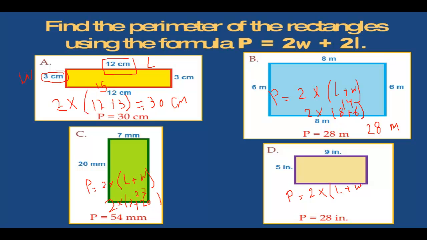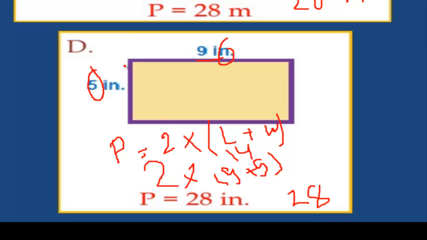Okay, so let's see this one. Length plus width. The length here is equal to 9, the width here is equal to 5. So 9 plus 5, multiplied by 2. 9 plus 5 is equal to 14, and multiplied by 2, 2 times 4 is 8, and 2 times 1 is 2. And you must remember the unit of the number. Here the unit is inches, so 28 inches. You must write the unit of the number. Do not forget this one.